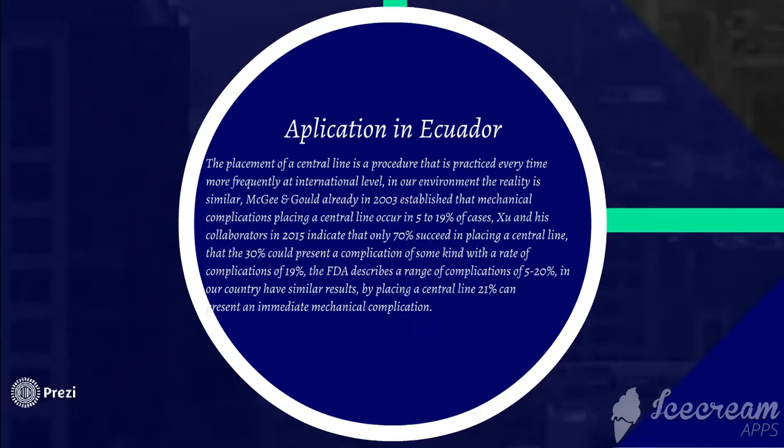and that the 30% could present a complication of some kind, with a complication rate of 19%. The FDA described a range of complication of 5 to 20%, and in our country we have similar results, with placing a central line having 21% that can present an immediate mechanical complication.